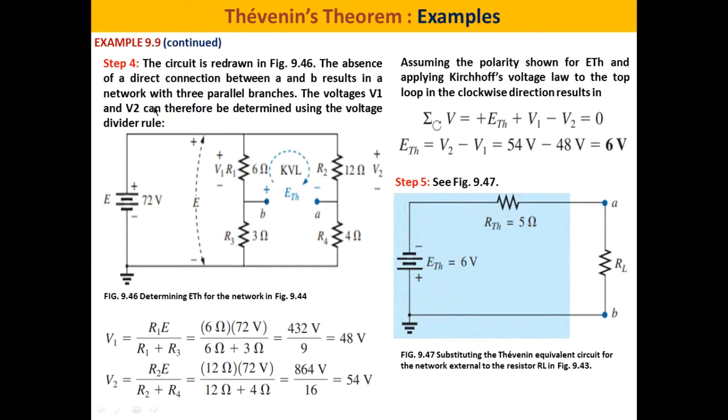Let's go to step number 4. We will return back the voltage source, and we will try to calculate the voltage across AB, which is E Thevenin.